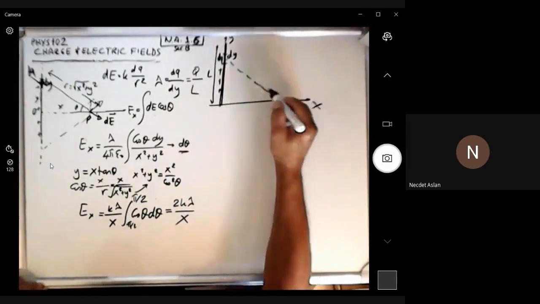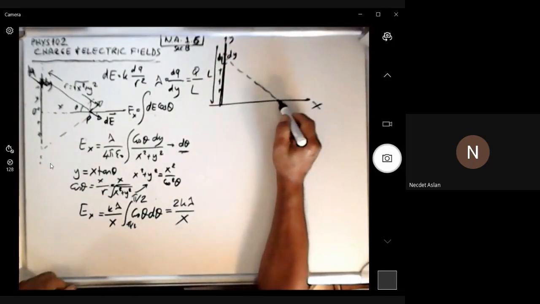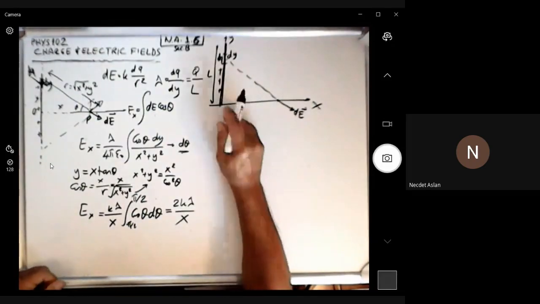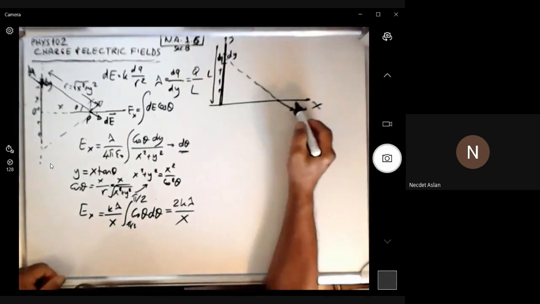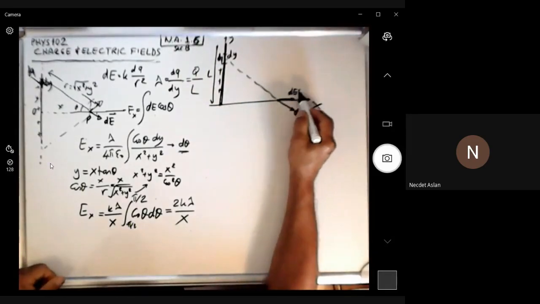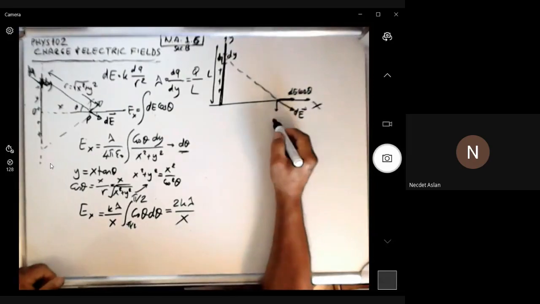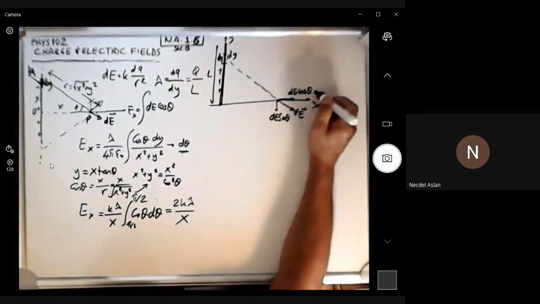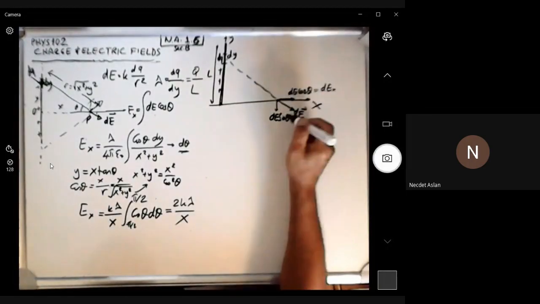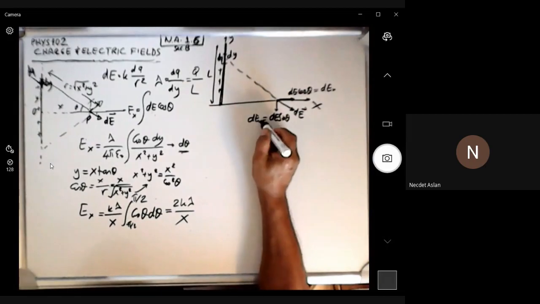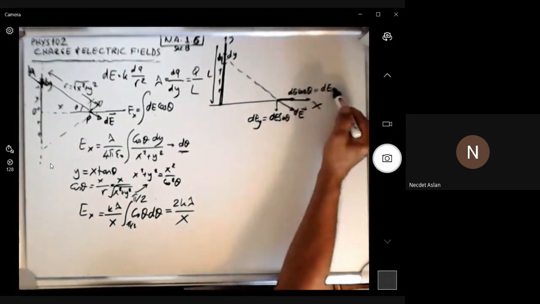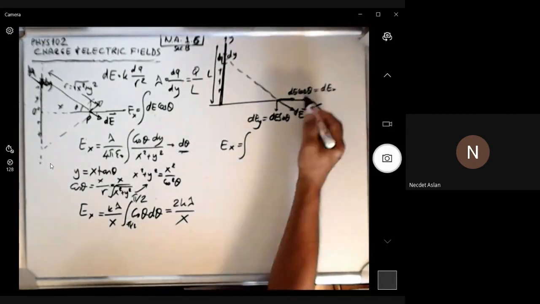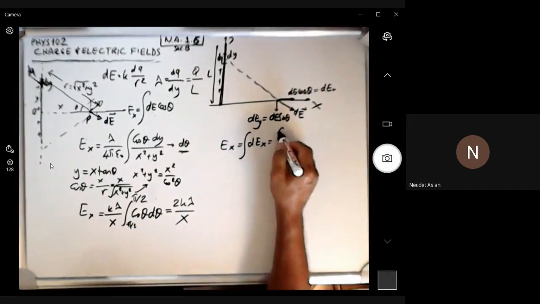The effect of this segment at this point will be this way, but now the y components will not be able to cancel each other because there is no other part below the x-axis, so this will have two components: dE cosine theta, and dE sine theta. So now this is dEx and this is dEy. We should be able to find the x components and y components separately. So Ex will be just the integral of dEx, or just dE cosine theta.